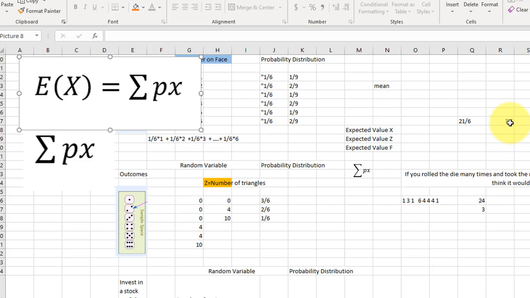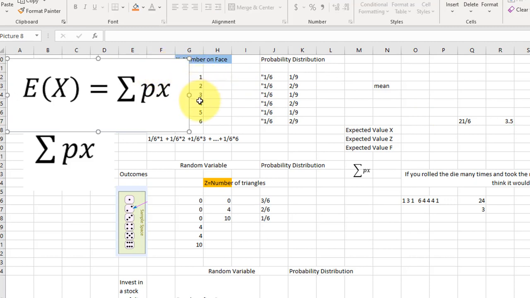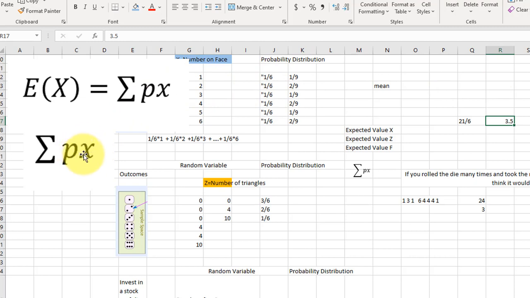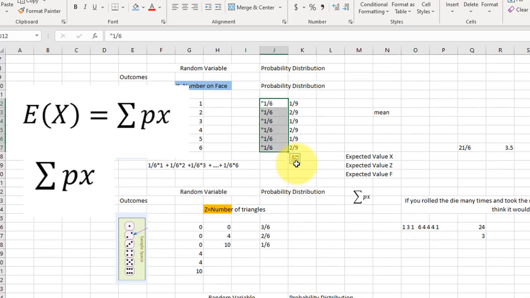Now notice we never get, in this case, 3.5. We get 1, 2, 3, 4, 5, or 6. So the 3.5 never even occurs. The expected value is 3.5, but it never occurs. It's just sort of like an average of all of these. It's actually a weighted average, weighted by these probabilities, or a weighted sum weighted by these probabilities.